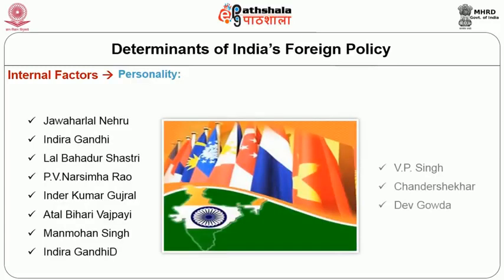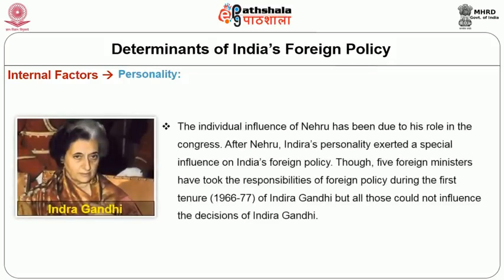India's foreign policy has been influenced basically by the personality of Nehru and to some extent by Indira Gandhi. Lal Bahadur Shastri, Rajiv Gandhi, P.V. Narasimha Rao, Inder Kumar Gujral, Atal Bihari Vajpayee and Manmohan Singh have had limited influence on India's foreign policy, while V.P. Singh, Chandrasekhar and Dev Gowda have had negligible influence. The individual influence of Nehru has been due to his role in the Congress. After Nehru, Indira's personality exerted a special influence on India's foreign policy.